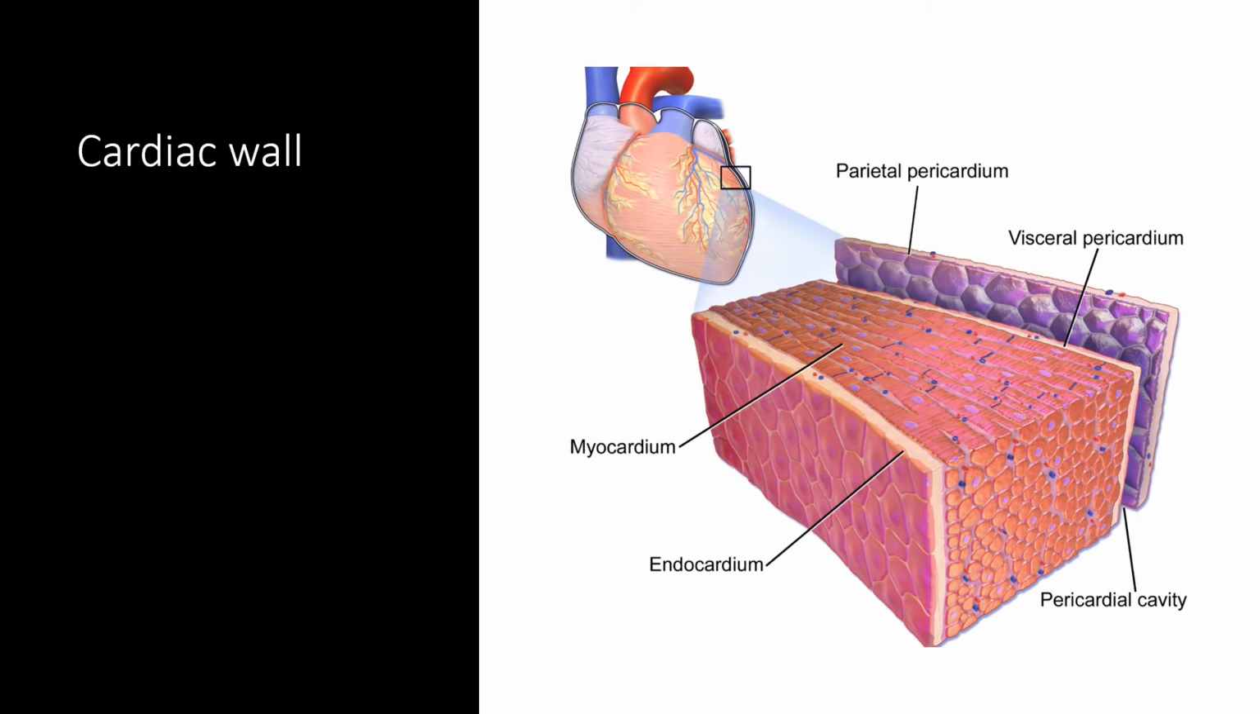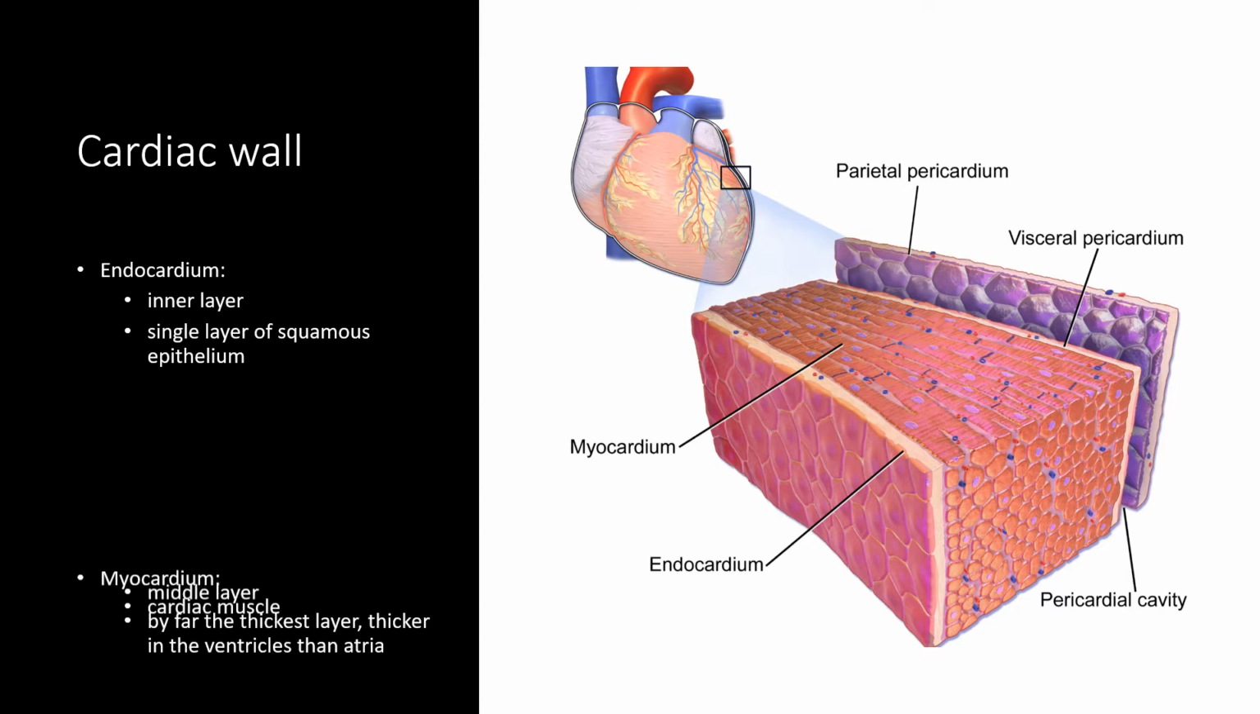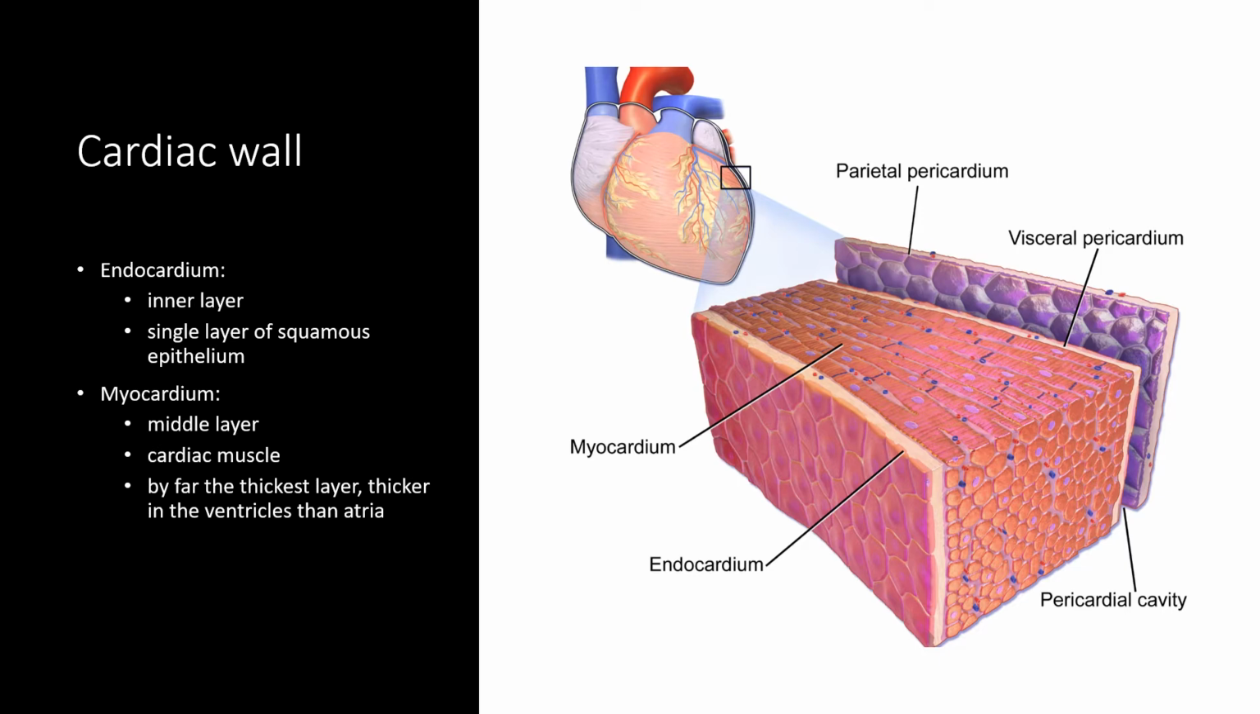Now let's look at the cardiac wall. The cardiac wall consists of three main layers. There's the endocardium, which is the inner layer, and it's lined by a single layer of squamous epithelium. You have the myocardium, which is the muscular portion of the heart. It's the middle layer. It consists of cardiac muscle, and it's by far the thickest layer. And it's thicker in the ventricles than the atria. And then you have the epicardium. For the sake of completeness, it's the outer layer, and it's synonymous with the visceral pericardium.